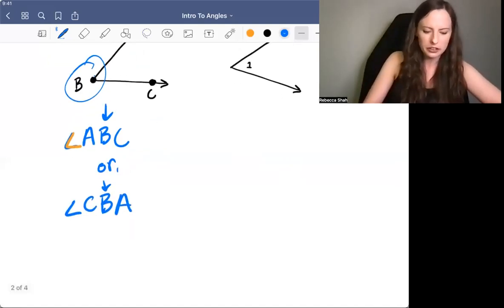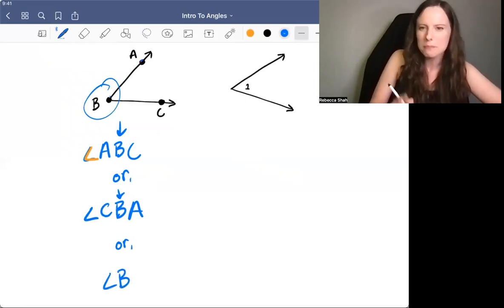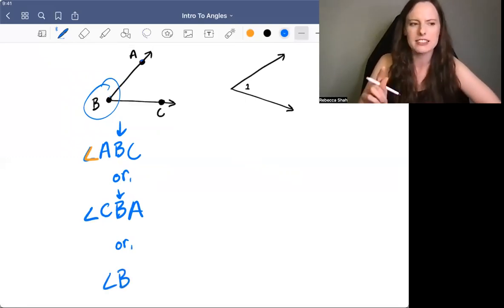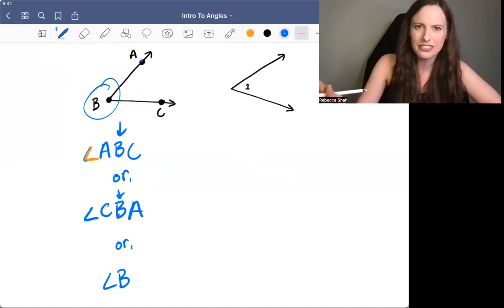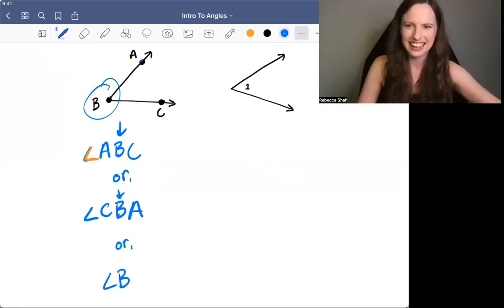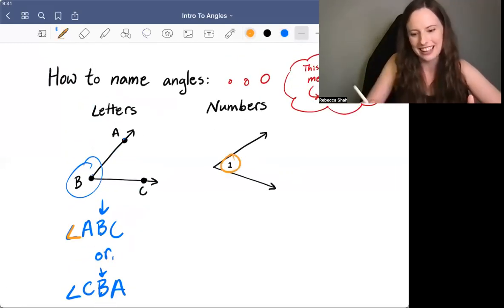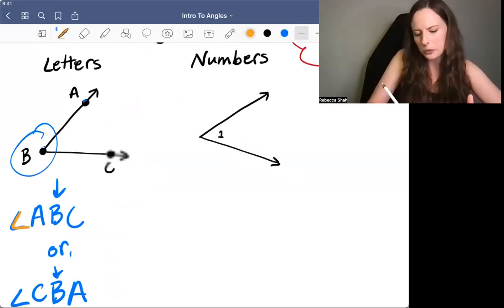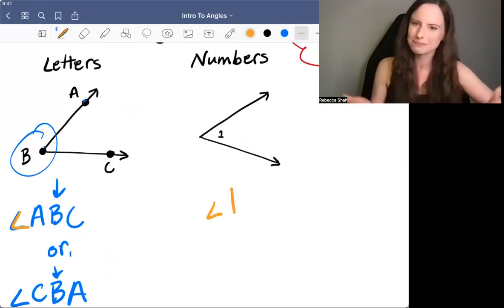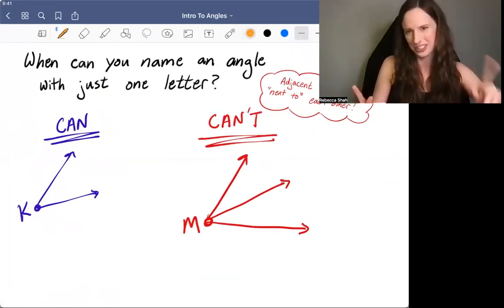Now there's actually one other way to name this angle, which is just angle B. But you have to be careful with this one because some angles can be named with one letter, but some can't. So we'll get into that in just a minute. Sometimes you also see a little number inside the angle. So in that case, we would just call this angle 1. Pretty easy.